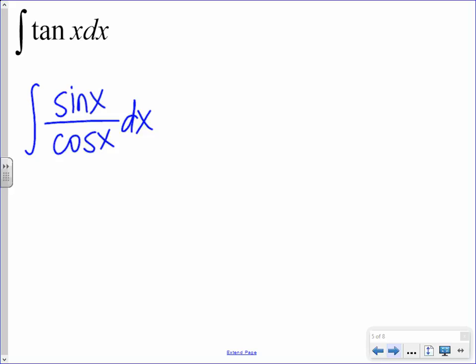And now we have a candidate for u substitution. If we write sine of x over cosine of x, what could we let u equal? Okay, I'm going to go with your sine first. If u is the sine of x, then du is cosine of x dx. Technically, do we have cosine of x times dx in our integral? Okay, we have 1 over cosine times dx. You see the difference? So this isn't going to work because we need cosine of x times dx.